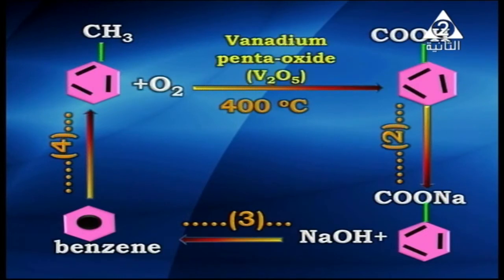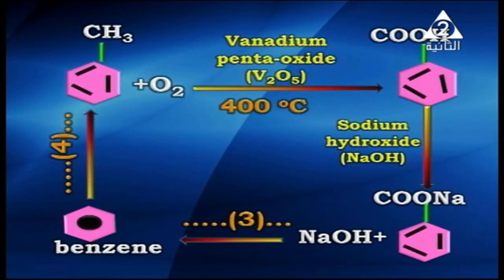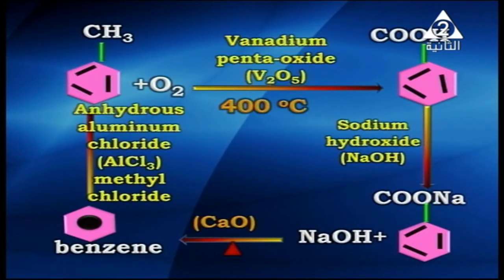So to solve this question, when toluene is oxidized by atmospheric air, this takes place in the presence of the catalyst vanadium pentoxide at 400 degrees Celsius. And when benzoic acid reacts with sodium hydroxide, it gives sodium benzoate and releases water. Then sodium benzoate on dry distillation with sodium hydroxide in the presence of calcium oxide and heat gives benzene. Then benzene, in the Friedel-Crafts reaction, when it reacts with methyl chloride in the presence of anhydrous aluminum chloride, gives toluene.